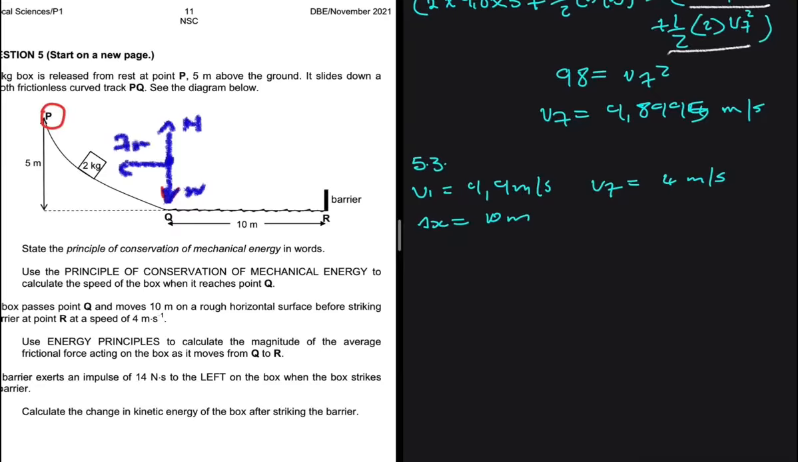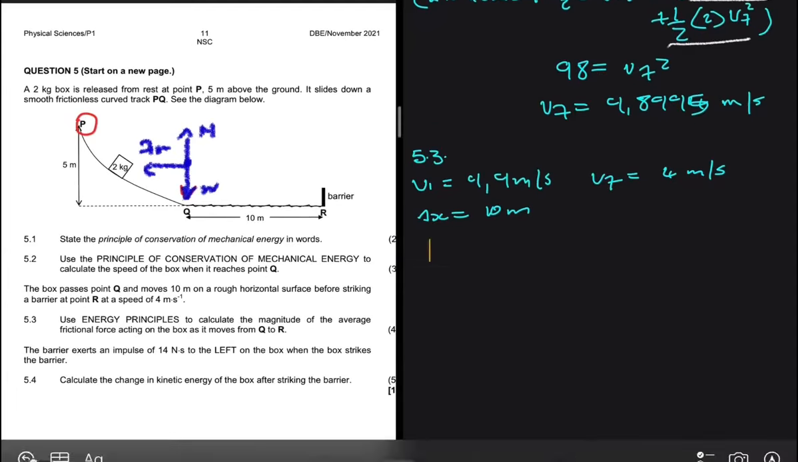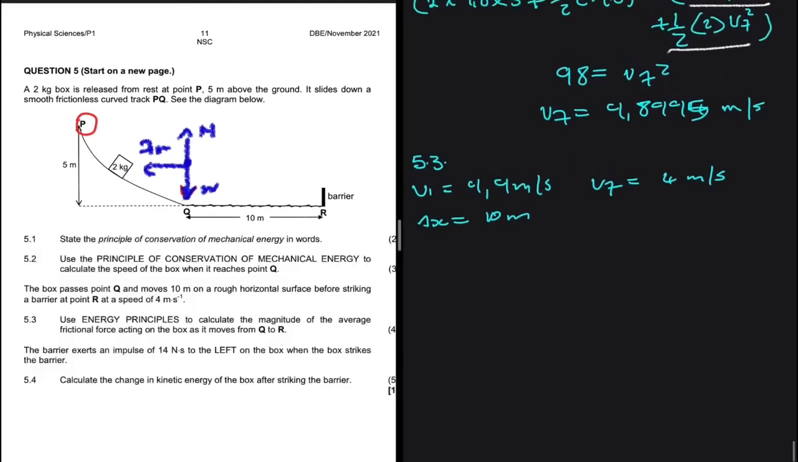So F net in our case is just frictional force, because that is the only force that is acting on our object as it moves from Q to R. So we have also F net, which is equals to the frictional force, right? So with these variables we have, we can use the work energy theorem, right? We can say that work net is equals to the change in EK. We can also use work done by non-conservative forces is equals to the change in EK plus the change in EP, right? All these formulas can work, right?